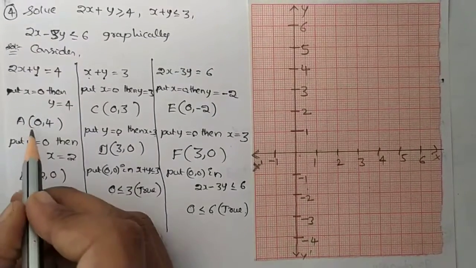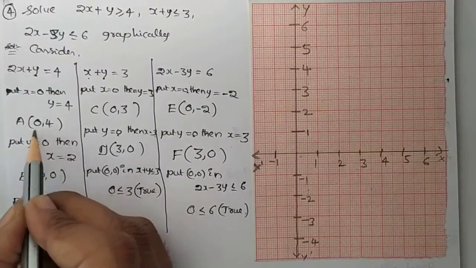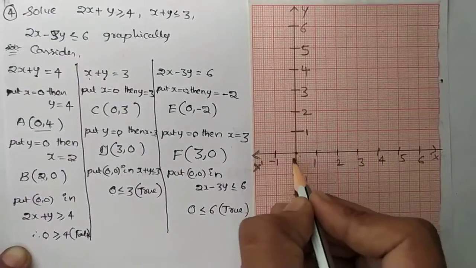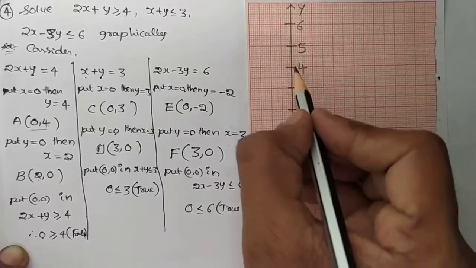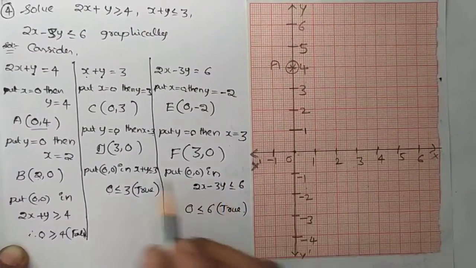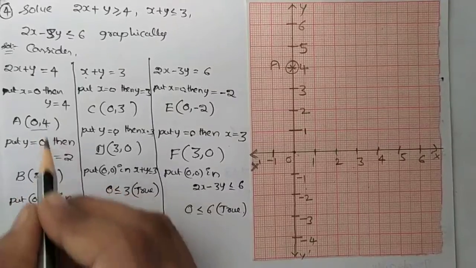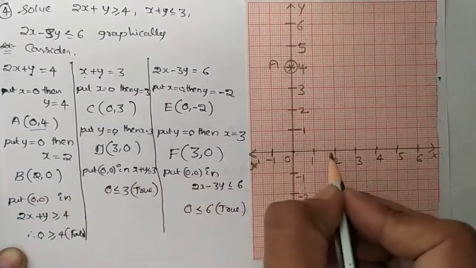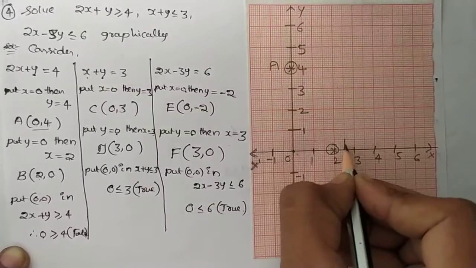Now first point is what? X is 0, y is 4, 0 comma 4. X value is 0, y value is 4. It is the point A. Similarly B: x is 2, y is 0. It is the point B.